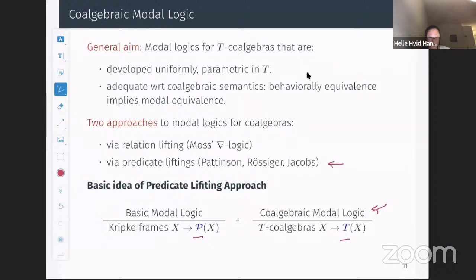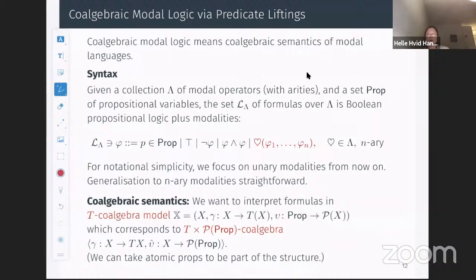Okay, so maybe I should first point out that when we say coalgebraic modal logic, what we mean is coalgebraic semantics of modal languages. So the languages themselves are not modal or are not coalgebraic in themselves. So we have a language in mind, and then we want to interpret that language over coalgebras.